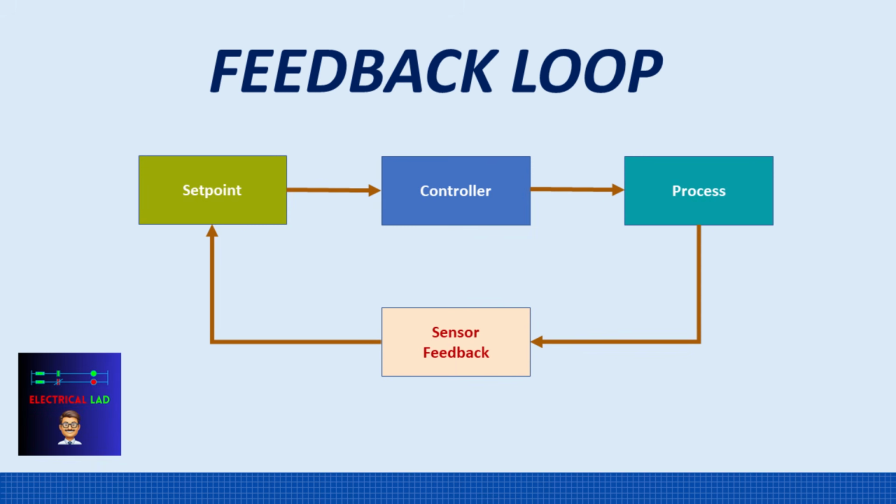A feedback loop is when a system continuously measures its output using a sensor, compares that measurement to a desired set point, and then makes a correction if there is a difference. After the correction, the system measures again. This cycle of measure, compare, and correct repeats continuously to keep the system stable.